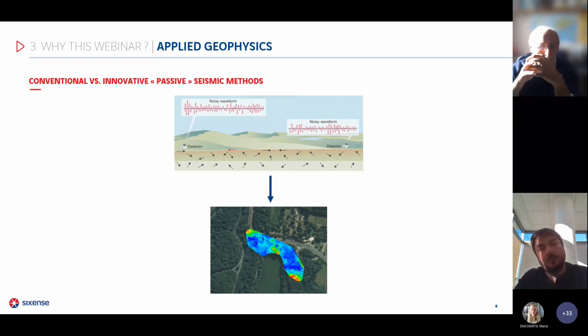So here we are to explain the different methods of passive seismic, how we can start with only noisy waveforms between two detectors and obtain a 3D model. And for this, we will try to give you our vision of the new passive seismic methods and in which applications they are better. So right now, I will leave the stage to Maria, and don't hesitate once again to ask your questions in the chat, and I will see you at the end of the presentation of Maria.